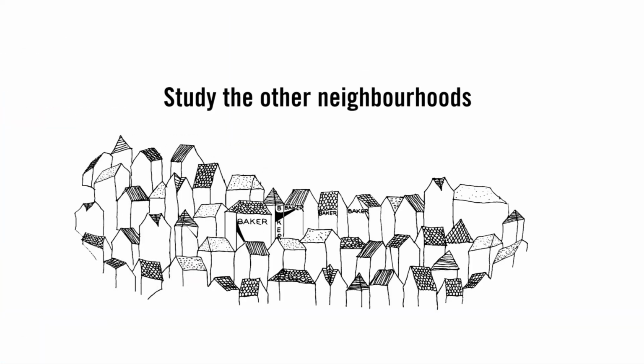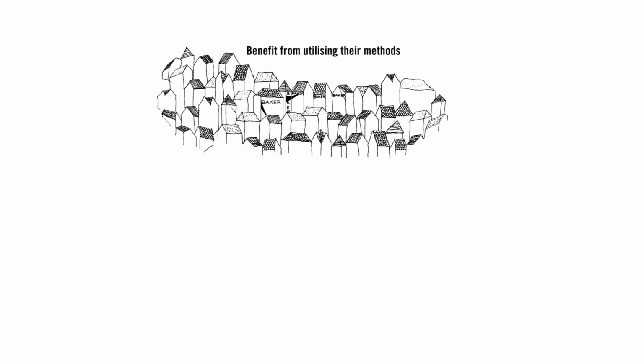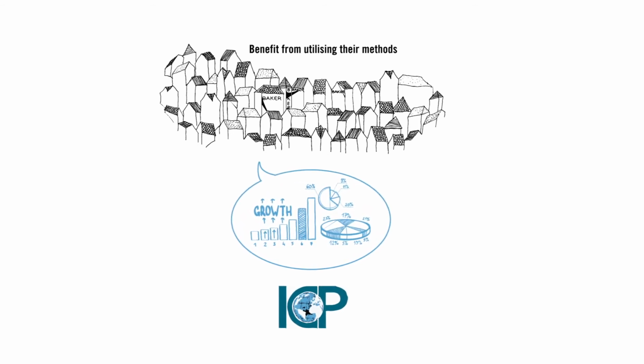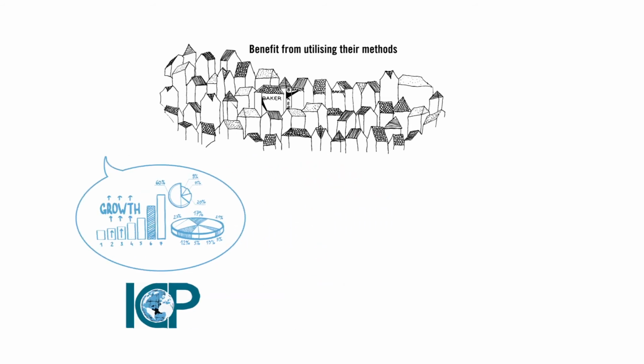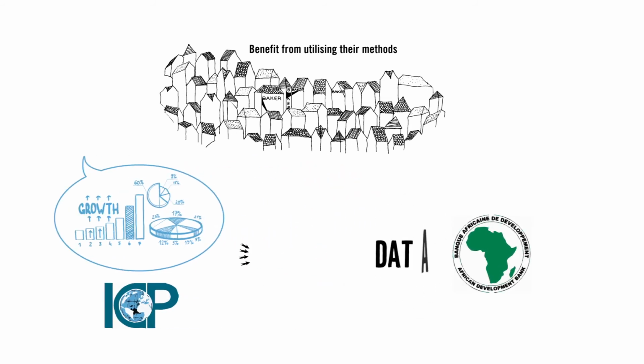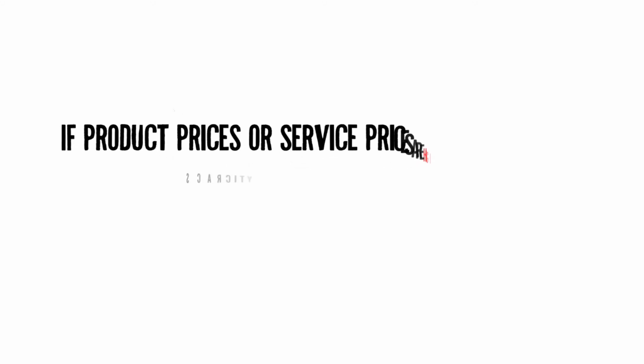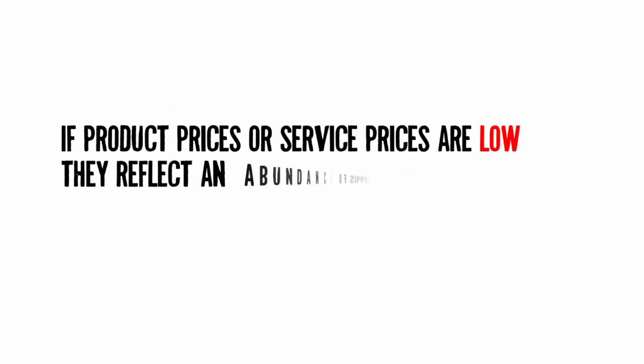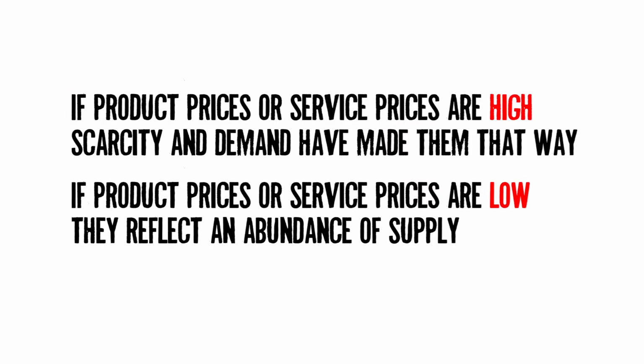Study the other neighborhoods. See what they are doing and how you might be able to benefit from utilizing their methods. This is what the ICP data tells us, and it should play center stage in Africa's industrialization strategy. African statisticians, under the lead coordination of a Pan-African institution, the African Development Bank, will collect this data annually. The trends shown by these studies are remarkable. If product prices or service prices are high, scarcity and demand have made them that way. If product prices or service prices are low, they reflect an abundance of supply. This is our central message.